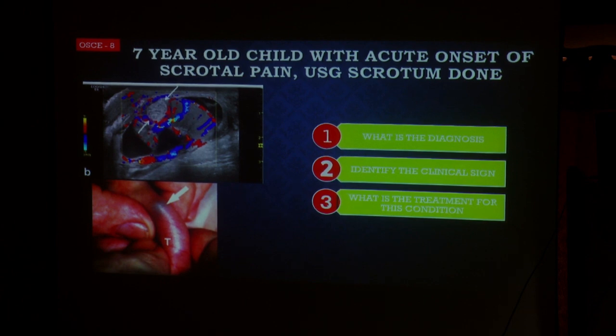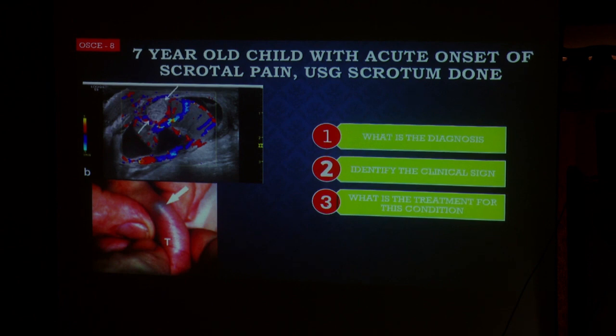So what is the diagnosis here? Can anyone tell me what is the diagnosis here? Here you are able to see vascularity, but there is a vascular nodule seen in the upper superior pole of the testis. What is this? Excellent. This is torsion of the appendix of the testis. You can easily make the diagnosis with the help of history as well as clinical picture.